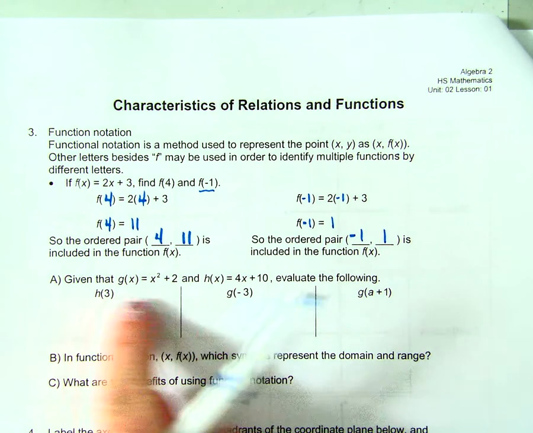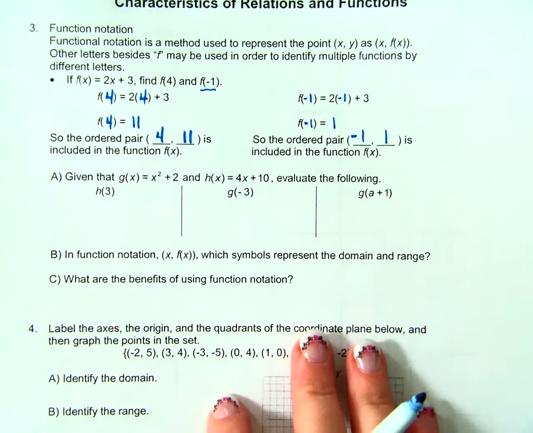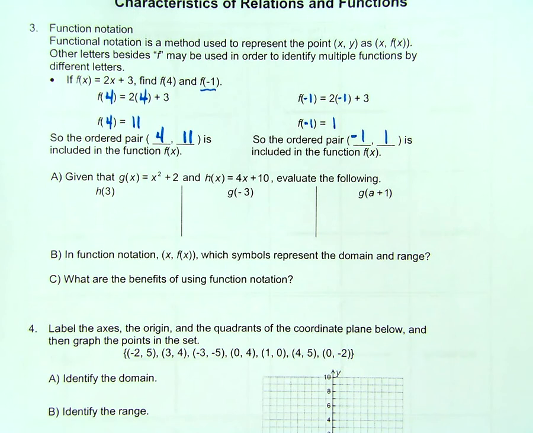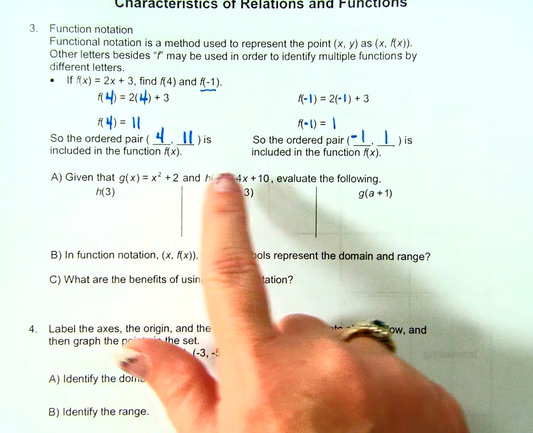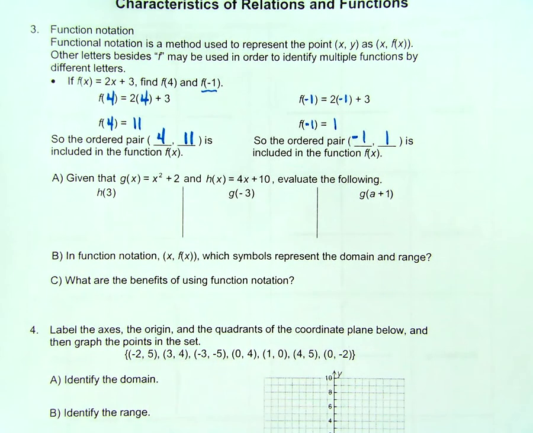Okay? So we have some little practice problems right here. Given that g(x) equals x squared plus 2 and h(x) equals 4x plus 10, evaluate the following. So let's pretend for just a second I said to you that this was y equals this and y equals this, and I said find the value of the function when y equals 3. Which one would you use? Yeah, I don't know either, right? It would be a big guessing game, right? And of course, if you guessed one thing, that's not what I would have wanted, right?